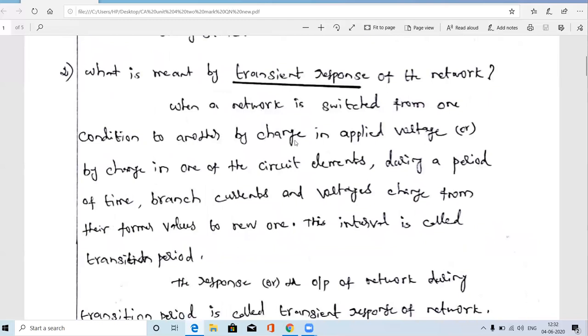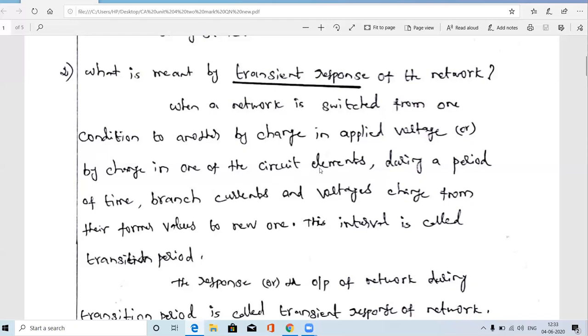What is meant by transient response is when a network is switched from one condition to another. If the switch is open, the network is in one condition. If the switch is closed, there is a formation of a series RL circuit. That is the meaning. When a network is switched from one condition to another by a change in applied voltage or by a change in one of the circuit elements, during a period of time the branch currents and voltages change from their former value, that is the old value, to a new value.